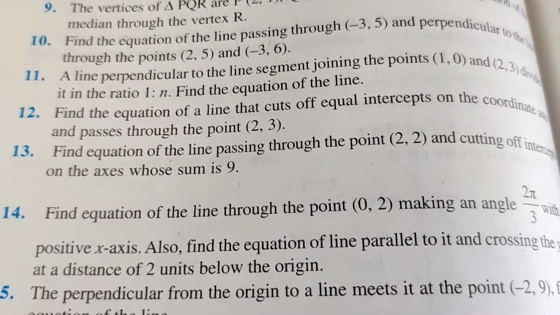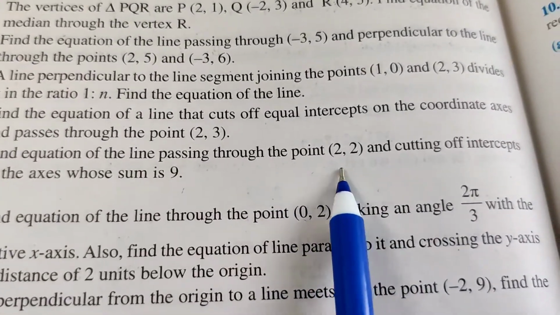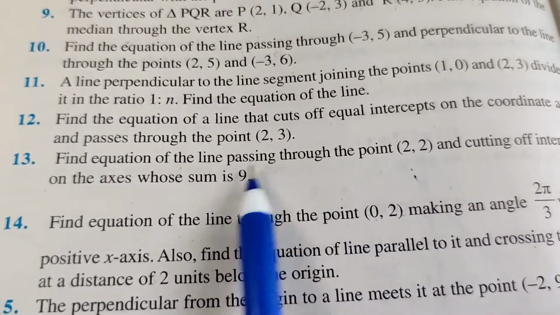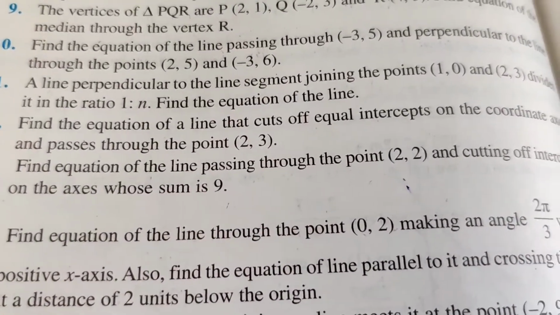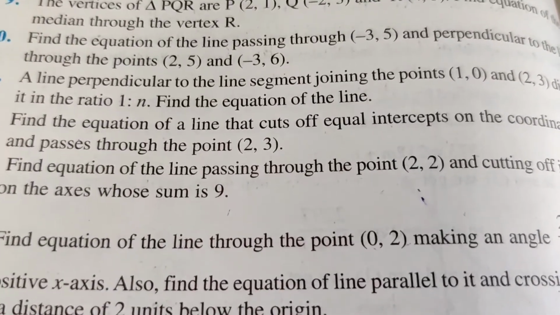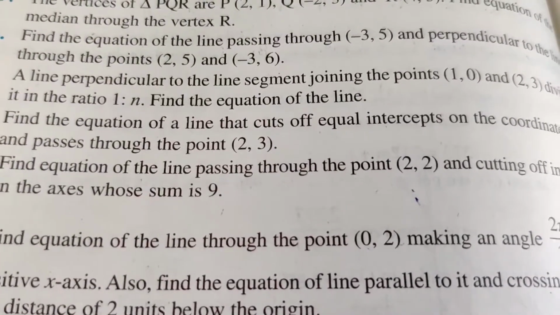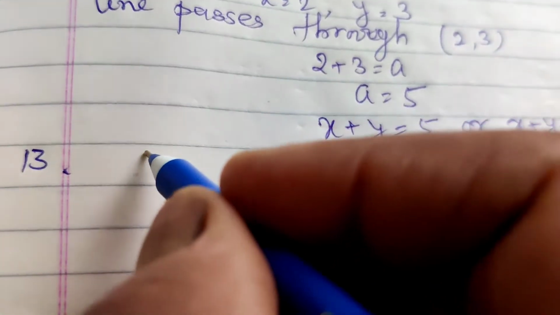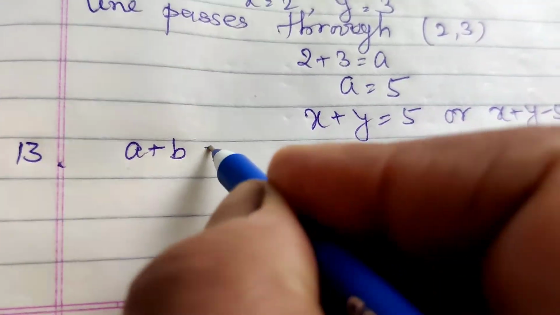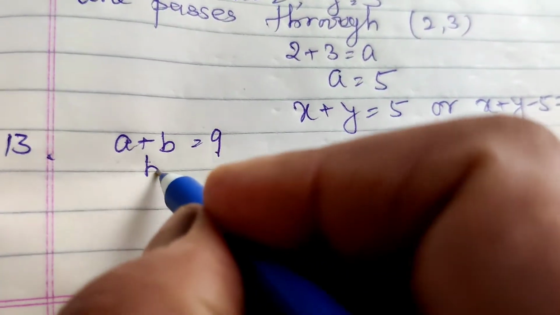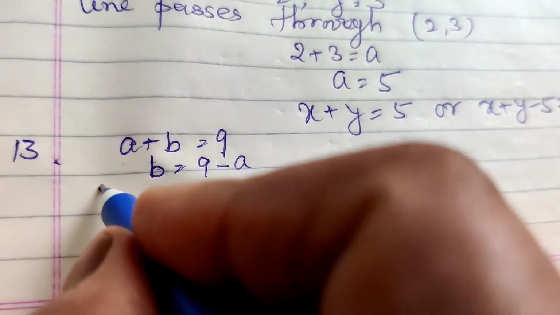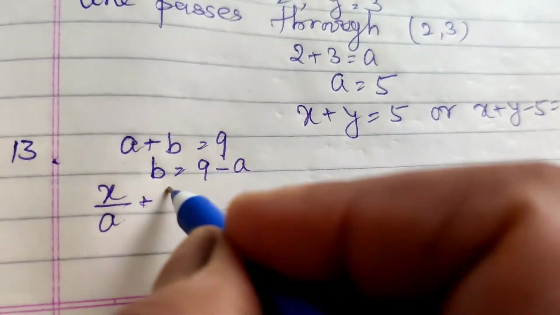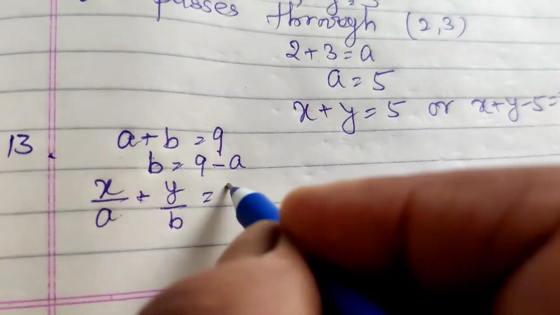Question number 13. Find the equation of a line that passes through the point (2, 2) and cuts off intercepts on the axes whose sum is 9. It means a plus b equals 9, and it passes through the point (2, 2). So b equals 9 minus a. The equation is x upon a plus y upon b equals 1.